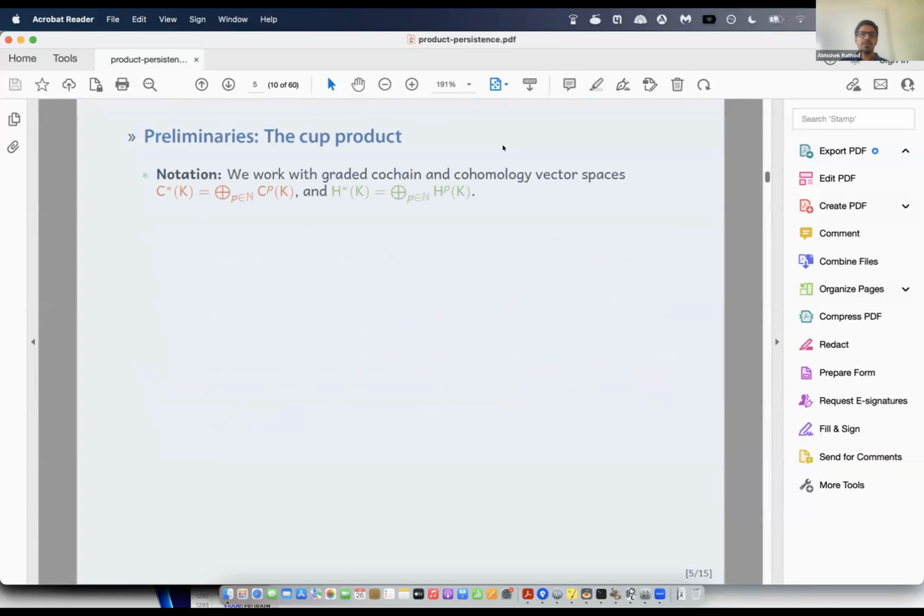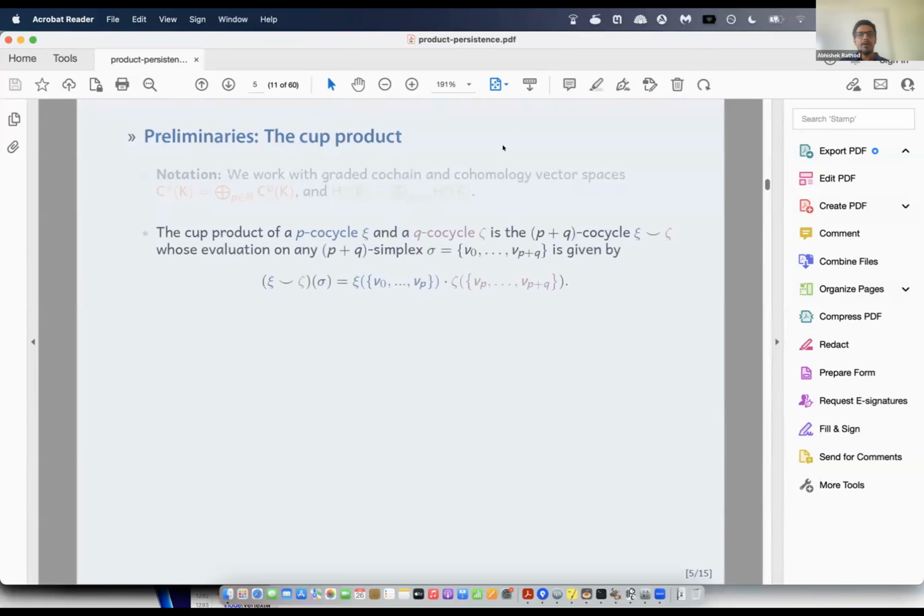We'll be working with graded cochain complexes and graded cohomology vector spaces. These are obtained by taking direct sums of the p-degree counterparts. We denote them here by C^* (K) and H^* (K). Now, if you're given a complex K, and two cocycles, a p-cocycle xi and a q-cocycle zeta, then we want to see how to define the cup product of these two cocycles.